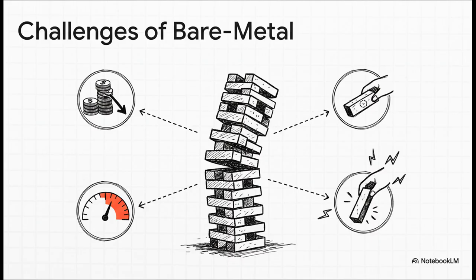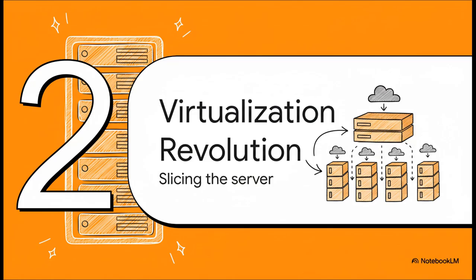But the biggest danger? How fragile it was. A single bug in one tiny feature could bring the entire application crashing down. It was the constant fear of pulling out that one wrong block. Something had to change. And that change was virtualization.